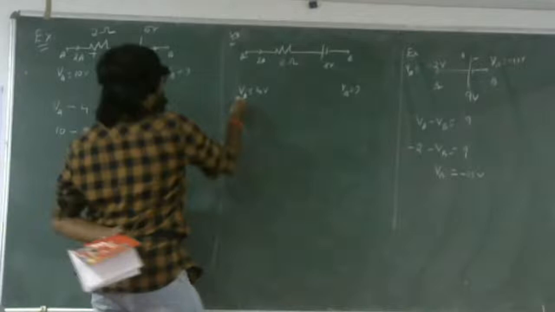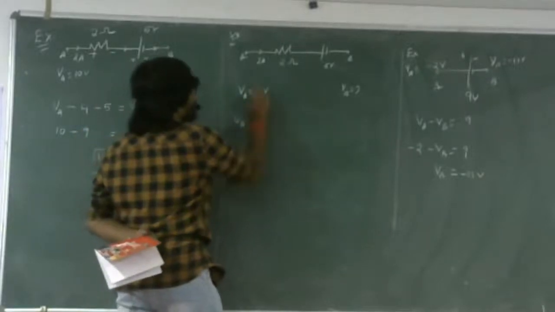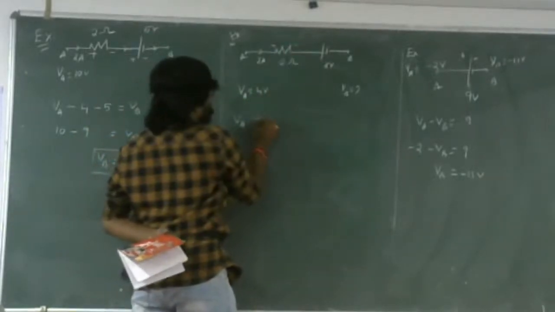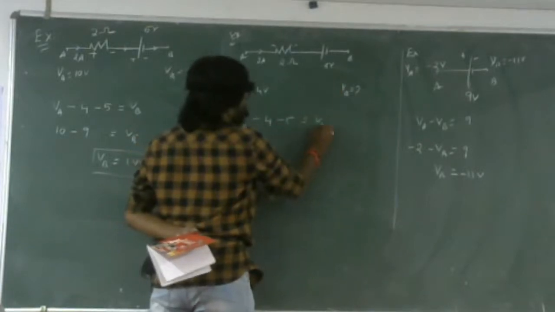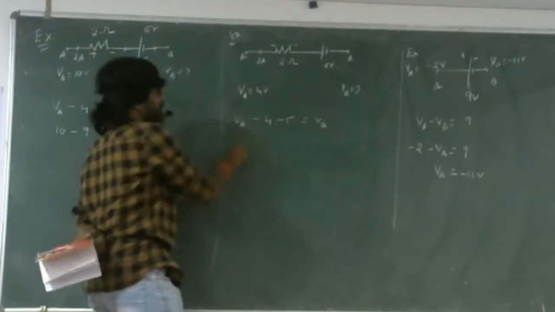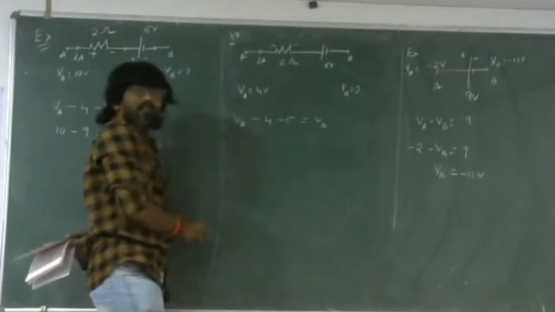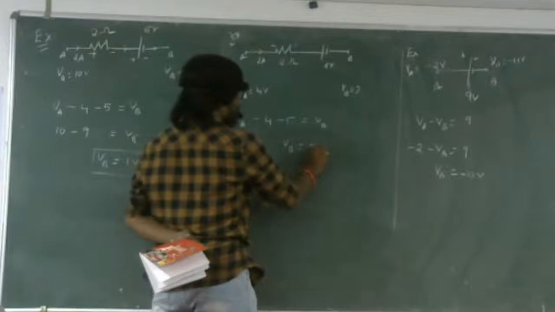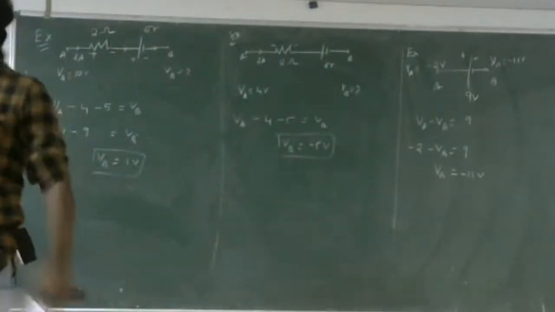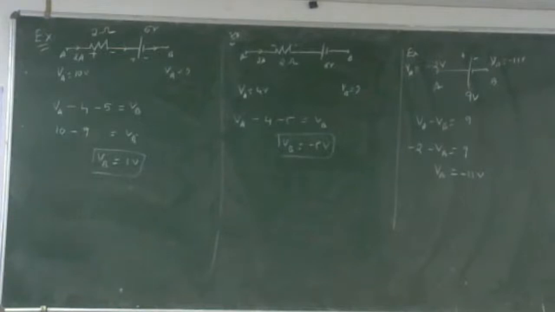Yes. So VA minus 4 minus 5 is equal to VB. So VA is 4. Plus 4 minus 4 cancel out. So VB is equal to minus 5 volts. Right. Now let us see next 3 or more elements kind of circuits.